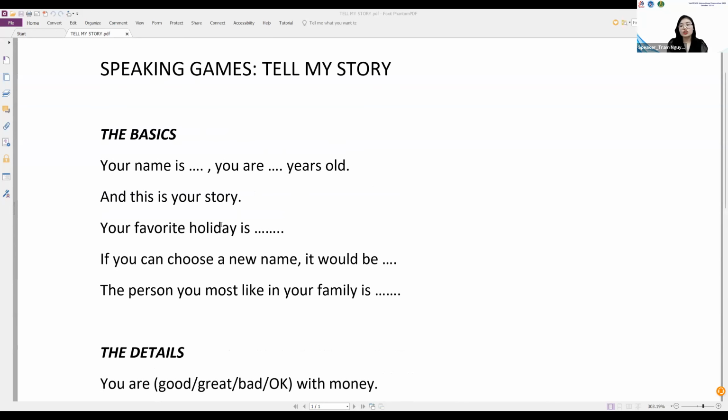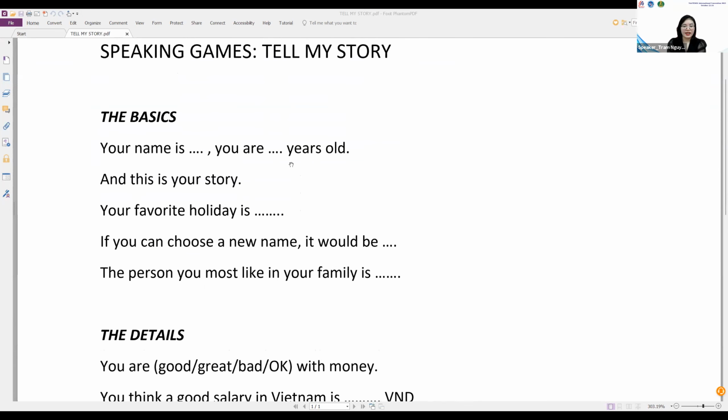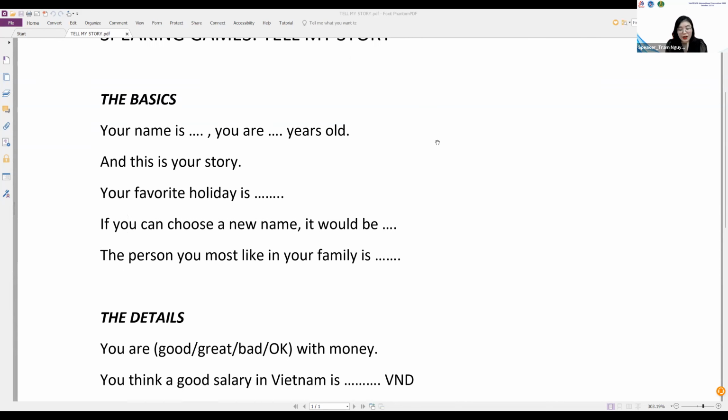So this is what it should look like. You are going to have a page like this with some gaps in here, right? So what you have to do is, you don't talk about yourself, right? You guess about your partner, and then your partner confirms whether the information is correct or not. Right. So are you ready?